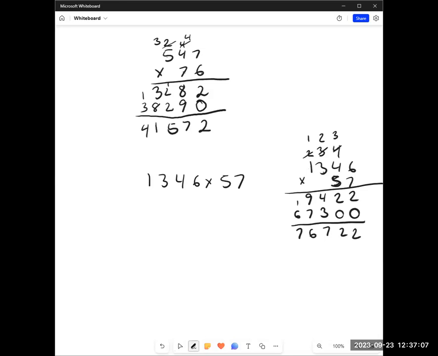So that's going to be an important word, product. That means to multiply. All right, next time we're going to come back and find the quotient of two whole numbers, which is going to mean that we're going to divide.